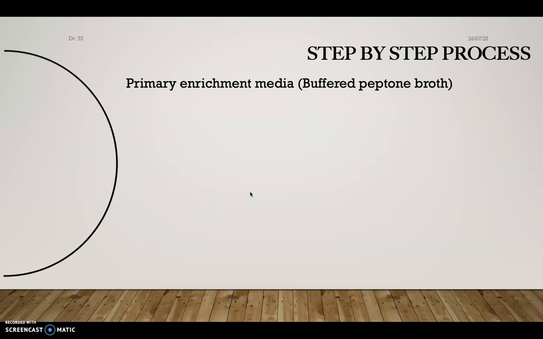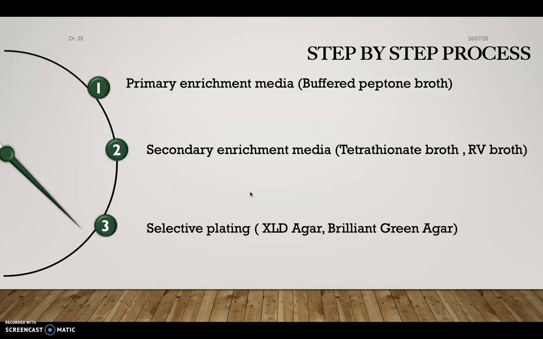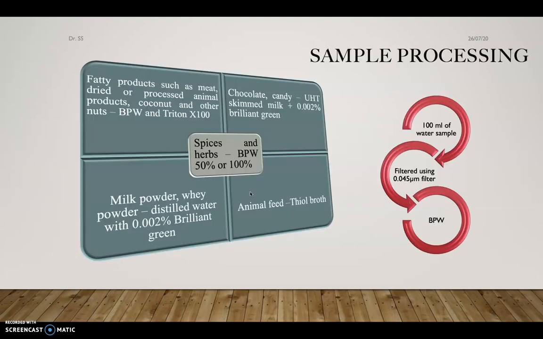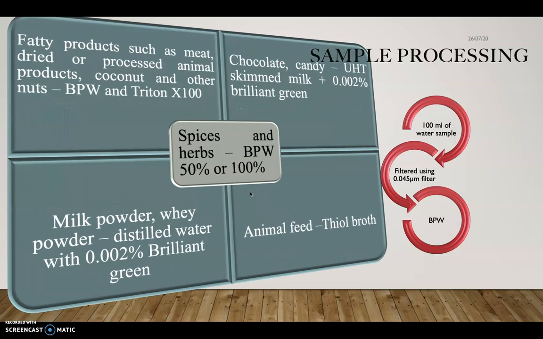How to detect Salmonella? We'll see it step by step. The first is primary enrichment media, that is buffered peptone broth, and secondary enrichment media, tetrathionate broth and RV broth, and selective plating by means of XLD agar or brilliant green agar. XLD is xylose lysine deoxycholate agar.